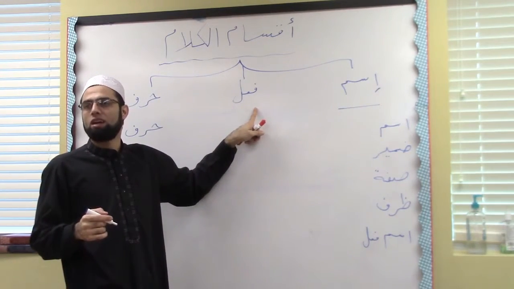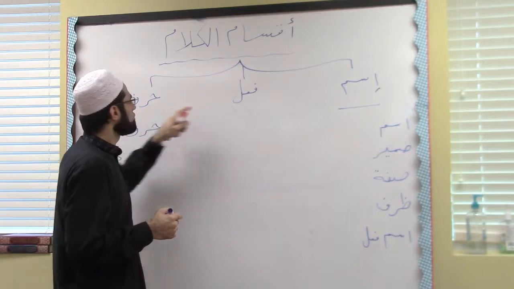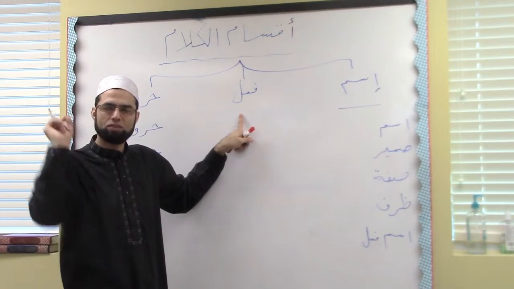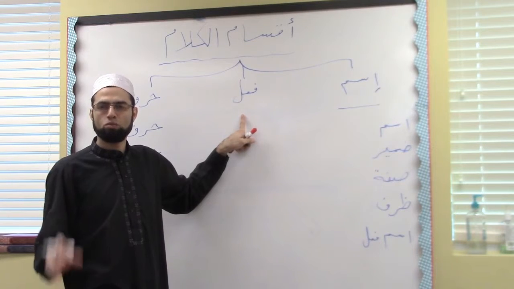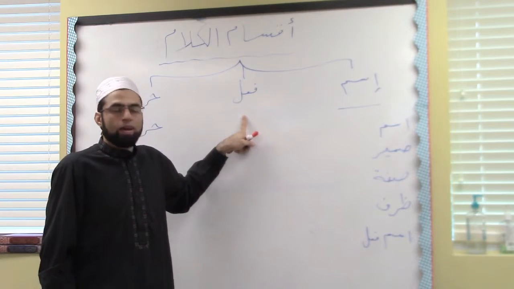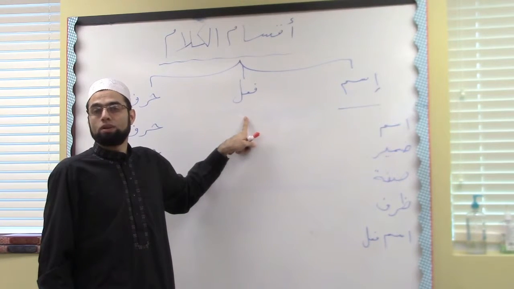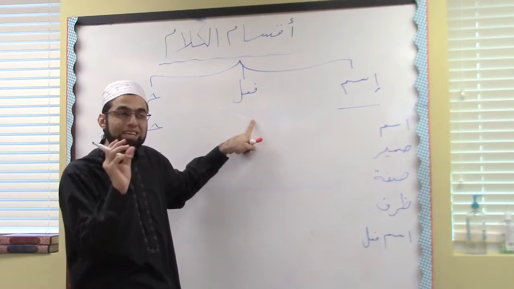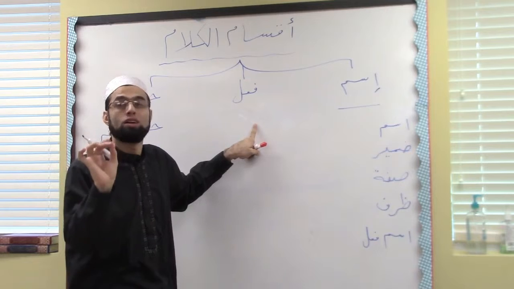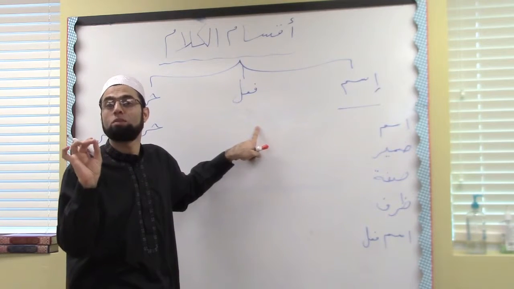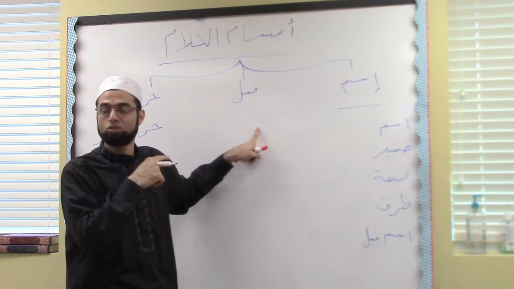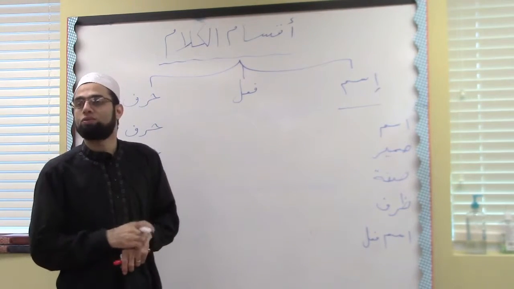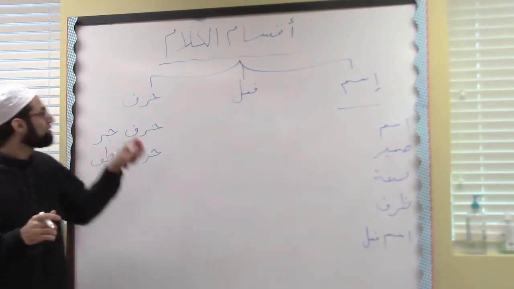The second category is fi'l, which means verb. Okay, and not specifically verb. To be more specific, a verb in Arabic, the fi'l, is a verb that has also an indication about the doer or the subject. We will come back to this to explain. And then we have what? Harf. What does harf mean?